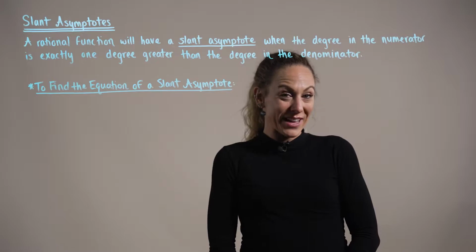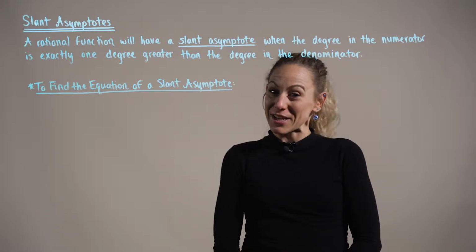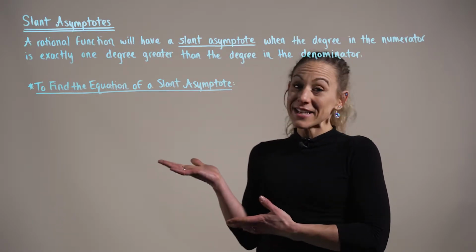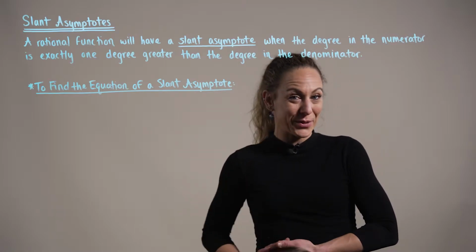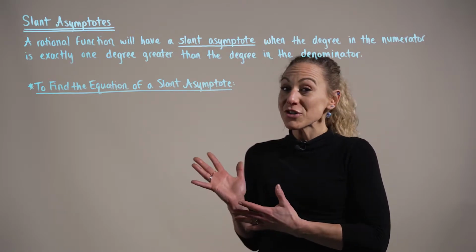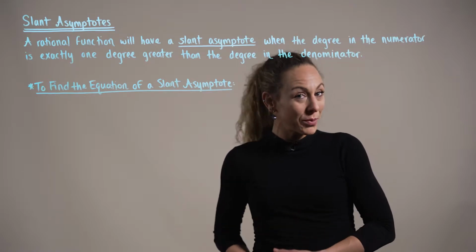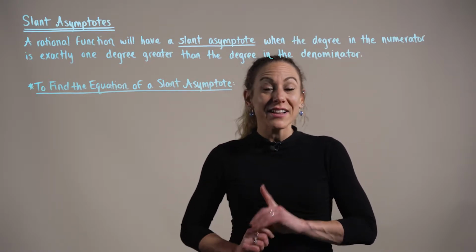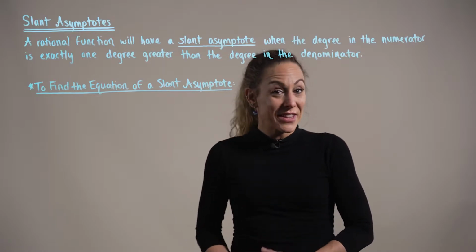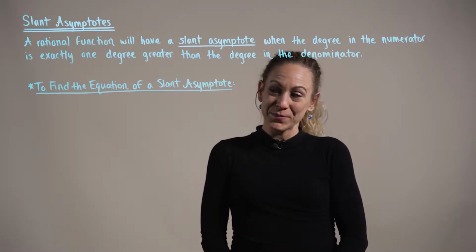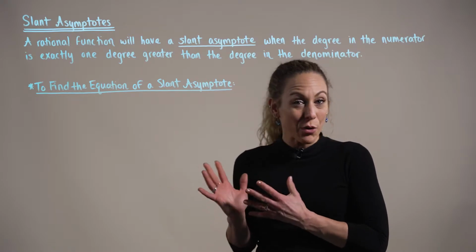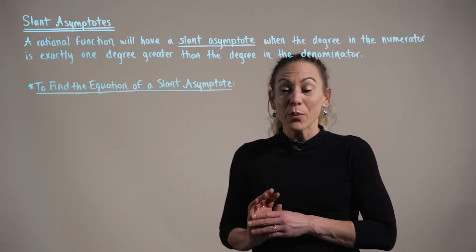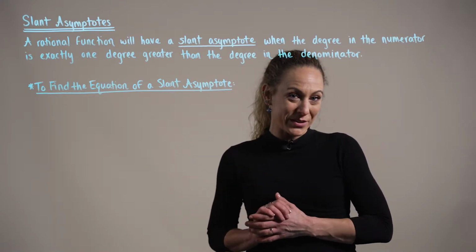So the last type of asymptote of a rational function that we need to explore are slant asymptotes or oblique asymptotes. And we say that a rational function has a slant or oblique asymptote when the degree in the numerator is exactly 1 degree greater than the degree of the denominator. So in order to find the equation of a slant asymptote, we need to use long division with polynomials.